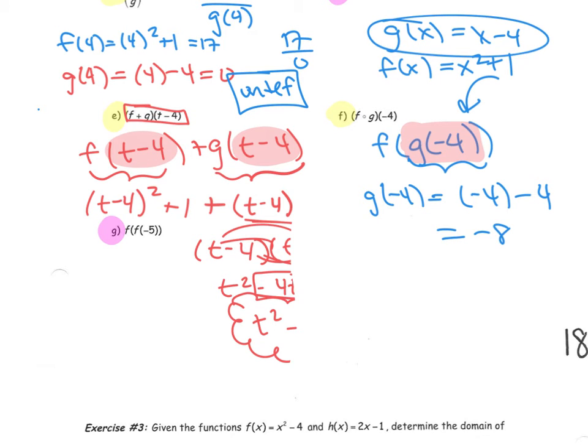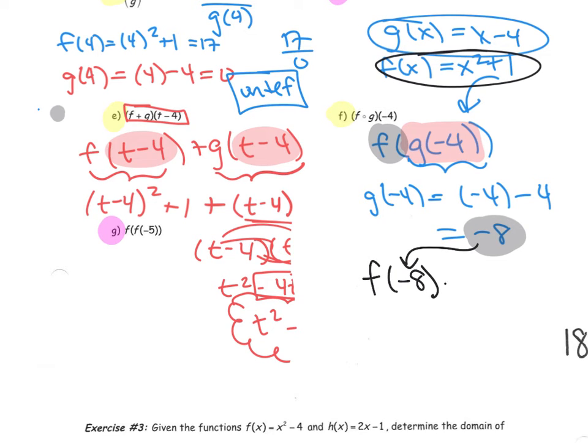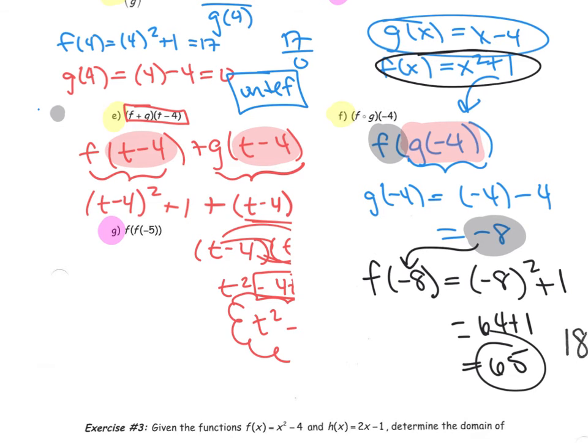This now becomes the input for f. So when I input my value, I have f of negative 8. That becomes the new input for f, and we're applying it to this function, which is negative 8 squared plus 1. Don't forget the parentheses. We have 64 plus 1, which is 65.